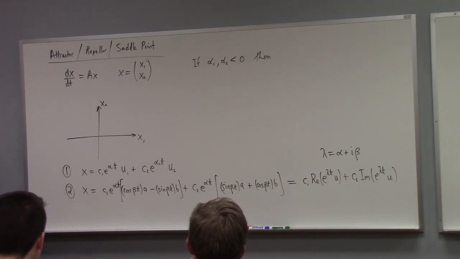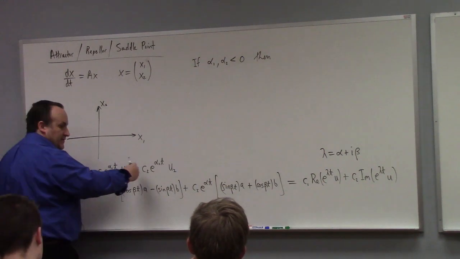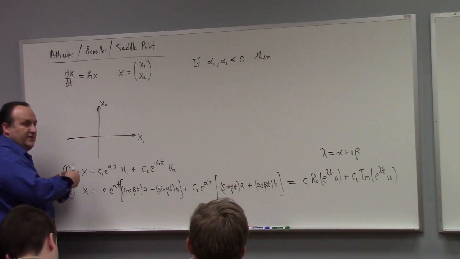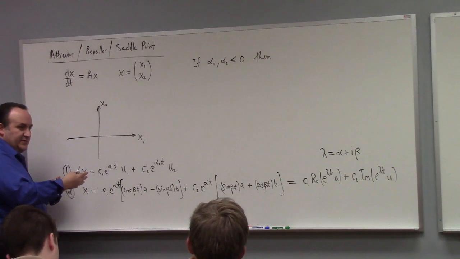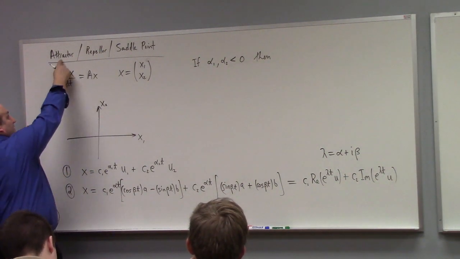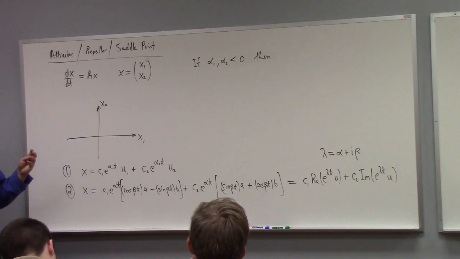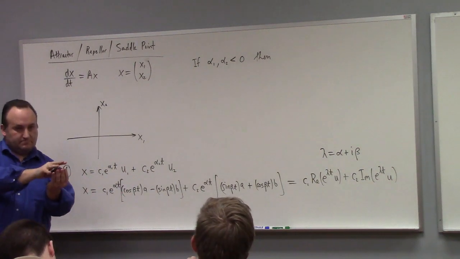It goes to 0, right? So this solution will go to 0. If both of the eigenvalues are negative, it goes to 0. That would be what we would call an attractor, because the origin, the solutions are attracted to the origin.